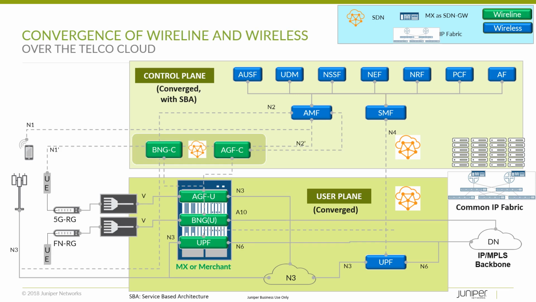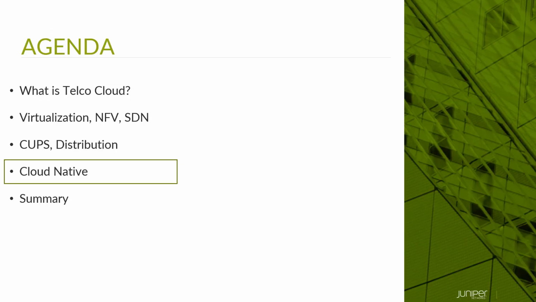The wireline world is also taking the same path. BNGs are being disaggregated using the CUPS model. User plane and control plane functions are being merged under a joint development between the 3GPP and MEF standard bodies. This convergence of wireline and wireless over a single telco cloud architecture will enable a convergence of services and operations. The latest development in the telco cloud journey are about cloud native. So let's have a quick look at what it means.